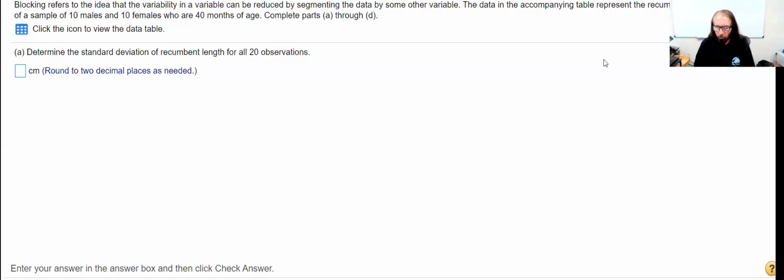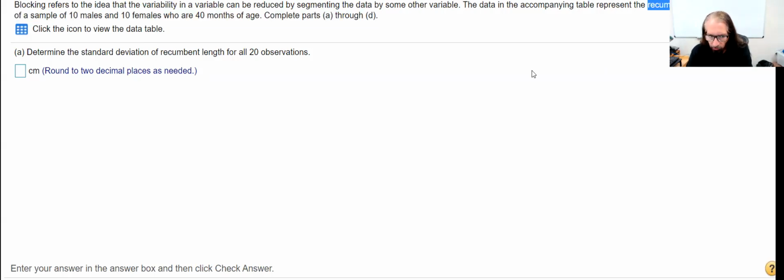Because I've got a lot more experience using the TI-84 or Excel for these things than I have for StatCrunch, I'm going to use Excel for this example. Again, we're dealing with a sample because they have 40-month-old children, 10 of them male and 10 of them female. They have their length in centimeters when they're lying down.